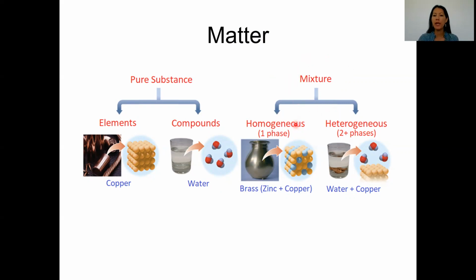Mixtures can be divided into two categories, homogeneous or heterogeneous. And this is where you're just physically mixing two or more substances that can include elements. So brass itself is zinc and copper, and water and copper can also form a mixture. The air we breathe is a mixture of a bunch of different gases. So homogeneous is when you're uniformly in one phase, one physical state, such as a solid here. Heterogeneous is when you have two or more distinct phases, distinct boundaries. For example, sand and water. You can see that liquid and the solid itself.